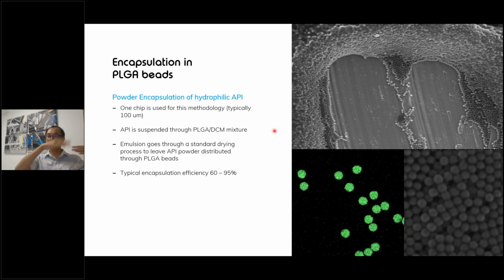And the emulsion will go after passing through the chip junction, and then it will go through a standard drying process to leave the API powder distributed through the PLGA bed. With this method, the typical encapsulation efficiency we can obtain is 60 to 95%. Here are some images showing the very high monodispersity of the drug or APIs encapsulated into the PLGA microsphere after the drying step.